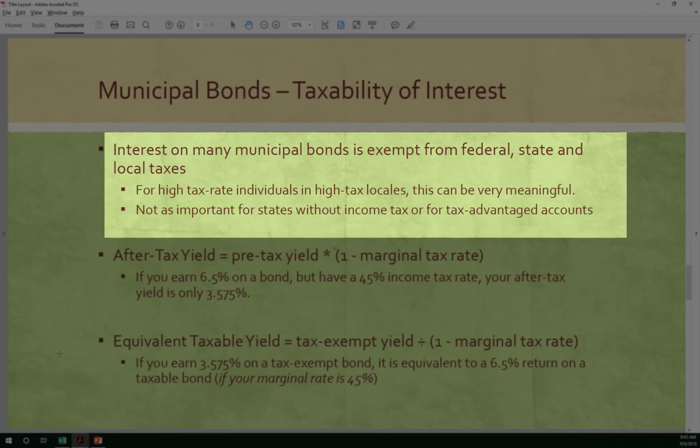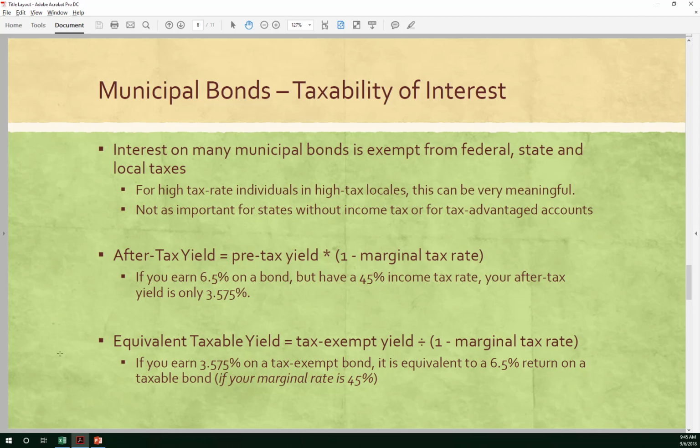So for high tax rate individuals, for instance, especially in high tax locales, this is a very meaningful, a very important consideration in investing. So it wouldn't be as important for states without an income tax, or if you have bonds that are only going into tax advantaged accounts. We're not going to be really concerned with this after-tax yield, the pre-tax yield, the equivalent taxable yield, etc. But let's now consider that we do care. Let's look and see what the after-tax yield is.